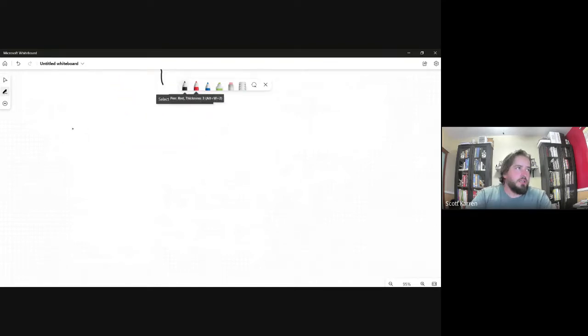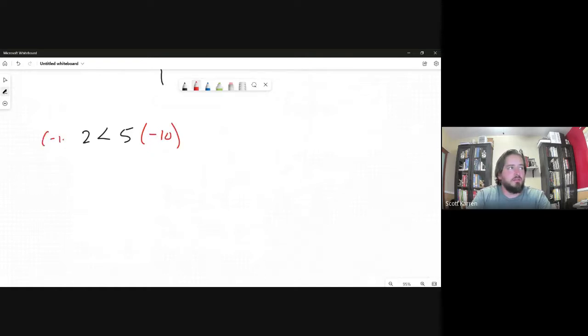The issue comes when I take that same 2 is less than 5 and I multiply it by, let's say, a negative number. Let's say negative 10. 2 times negative 10 is negative 20. 5 times negative 10 is negative 50. But negative 50 is a smaller number. It's a more negative number than negative 20. So I have to flip that inequality in order to make this true. And we'll see that happen every time.